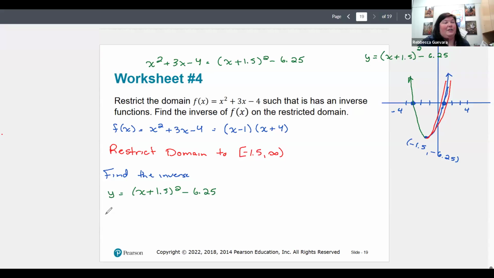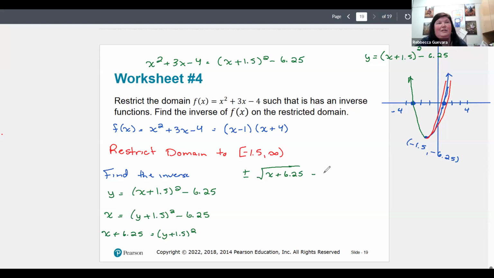So now if I look at this, this is x is equal to y plus 1.5 squared minus 6.25. Now in this form, if I just add 6.25 to the x, we're going to have x plus 6.25 equals y plus 1.5 squared. So we need a square root to get rid of that square. So we're going to have the square root, and remember, we're going to talk about plus or minus, we'll get back to that in a second, of x plus 6.25 equals y plus 1.5.